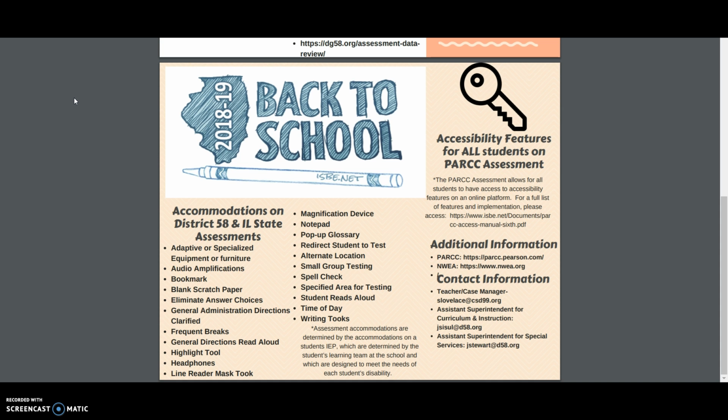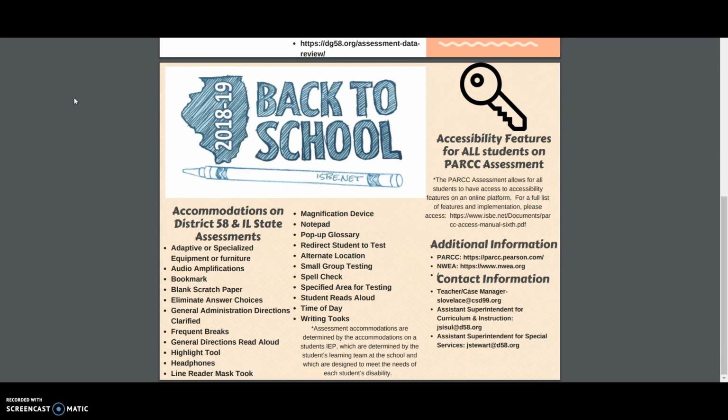I thought that only individuals with IEPs or maybe 504 plans would get access to those features, but with the PARCC assessment, there are accessibility features that are available for all students. I think that was an interesting piece of information that I learned.